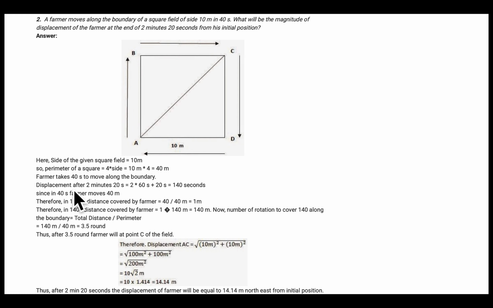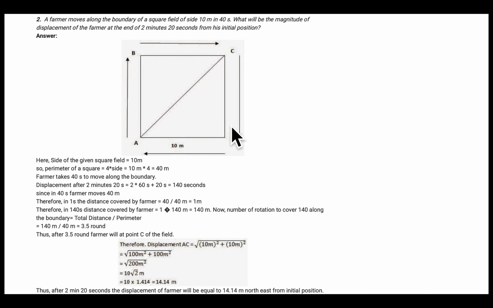तो हम ये देखेंगे कितना टाइम उसने मूव किया. 2 minutes 20 seconds. First of all, convert the time in seconds. So displacement after 2 minutes 20 seconds, that is equal to 2 multiplied by 60 plus 20, कितना हो गया? 140 seconds. So we will check how much round will he take in 140 seconds.